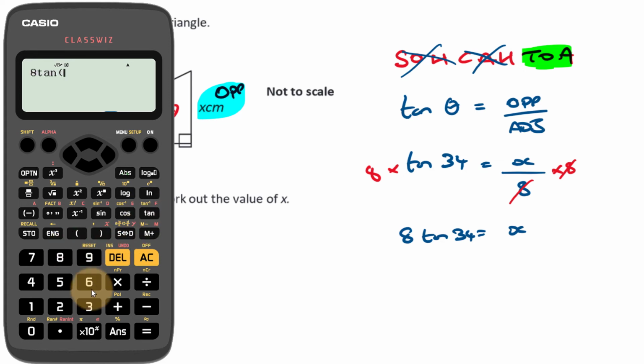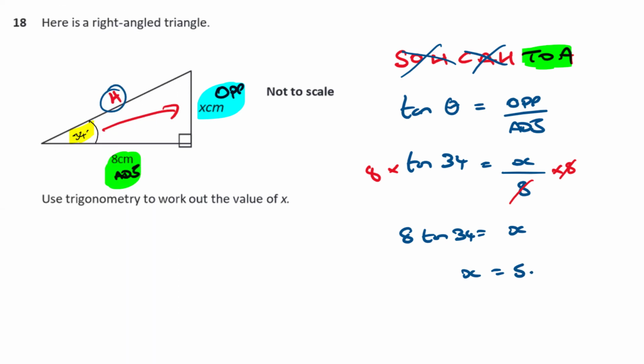8 tan 34 comes out to be 5.396. So x is equal to 5.39. I'm just going to round it up to 5.40. 5.40 what? Centimeters. So 5.4 or 5.40 centimeters.